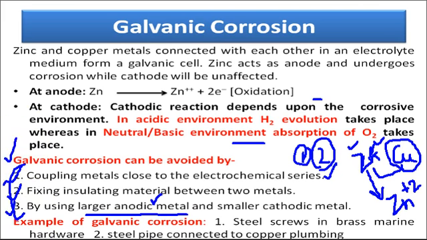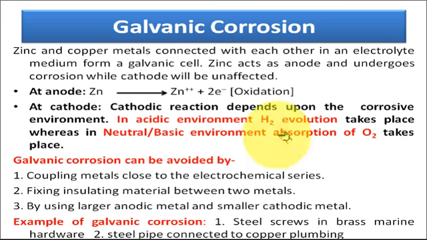The best example of galvanic corrosion is steel screws in brass marine hardware. So steel screws are one metal, the second metal is brass, and since it is marine hardware, there will be an electrolyte solution also. Sea water, ocean water, is the electrolyte solution. So in such conditions, galvanic corrosion may take place.